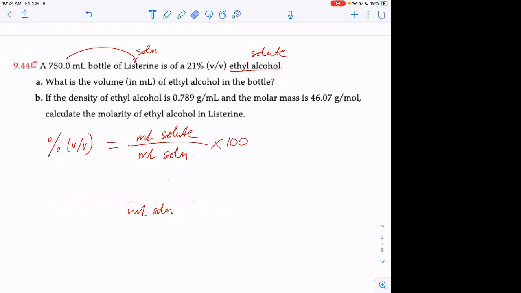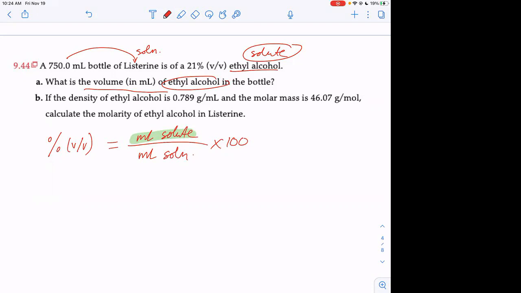Okay, so what are we trying to solve for? It says, what is the volume of ethyl alcohol, which is our solute? So which part of this equation are we trying to solve for? Milliliters of solute, which is this part right here. So what are the other pieces and where do we plug them in? Because I can't solve for this unless I have the two other pieces, which is the percent and the milliliters of solution.